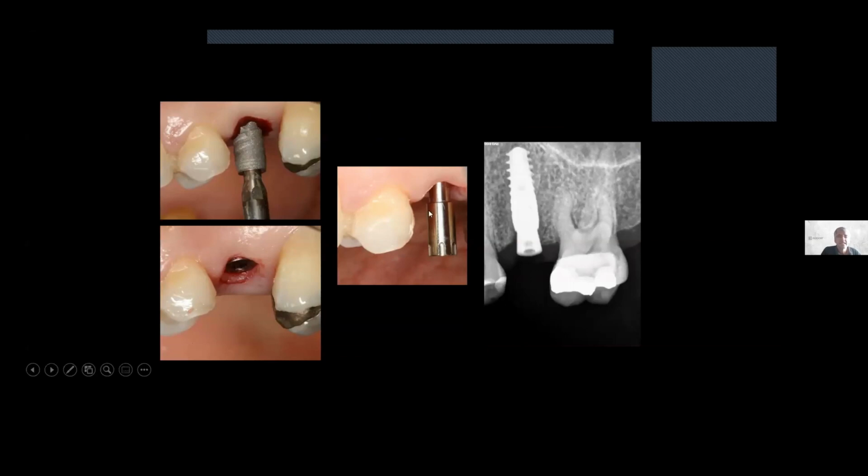We also tested the ISQ stability, and again, 3 millimeter implant placement subcrestally. It might be 2.5 or 2.3 millimeters, but here you can see the 3 millimeters.